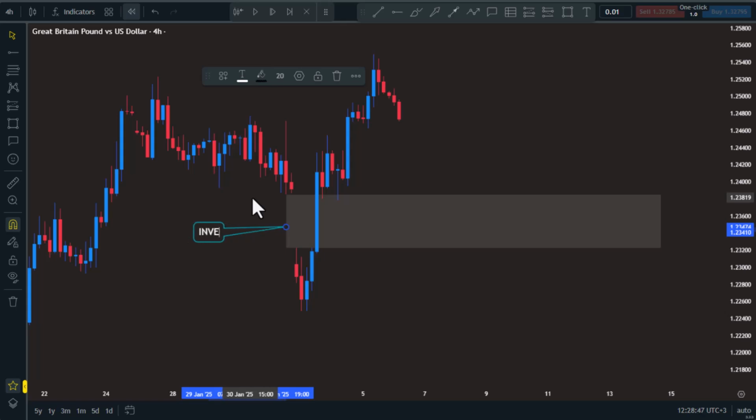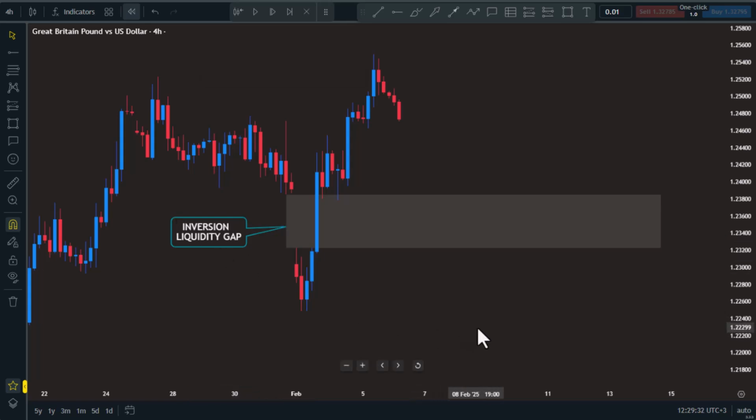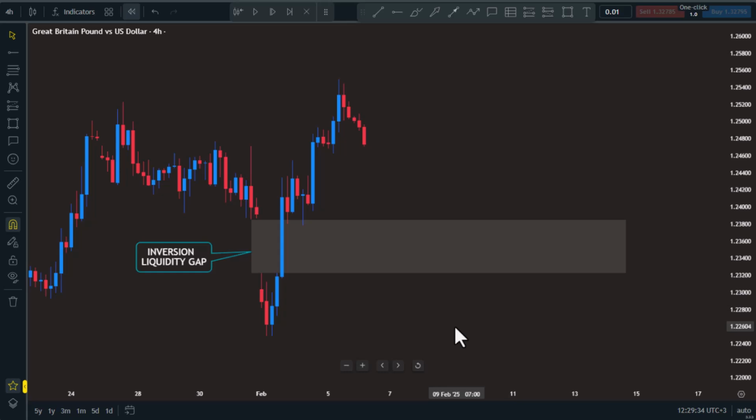The setup gets even more confirmed when the price retraces to the equilibrium of the gap. In my chart, you can see this equilibrium line where the price stabilizes after the reversal. This retracement acts like a magnet, drawing the price back to test that level, and if it holds, it's a strong sign that the inversion liquidity gap is in play.